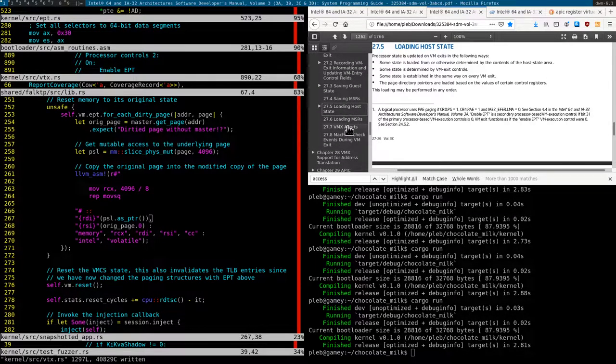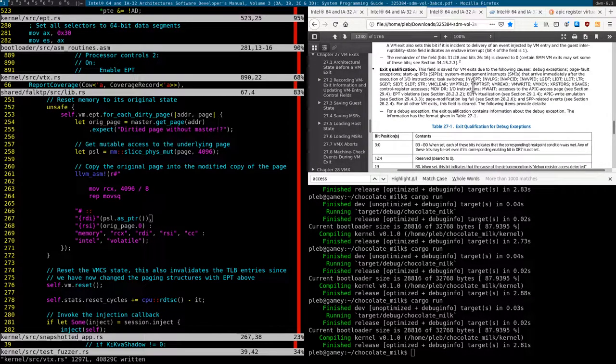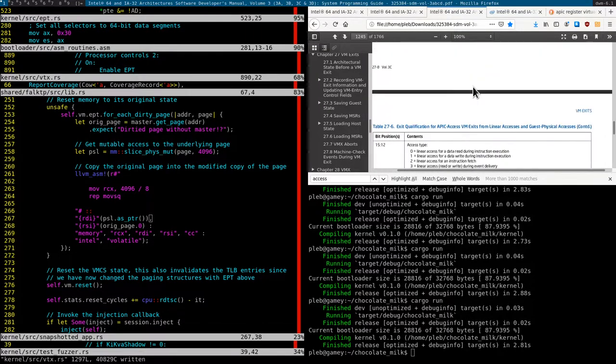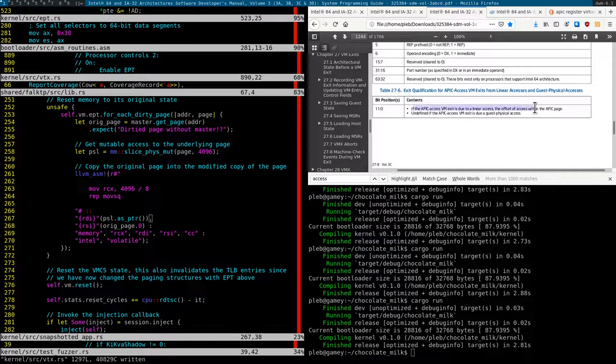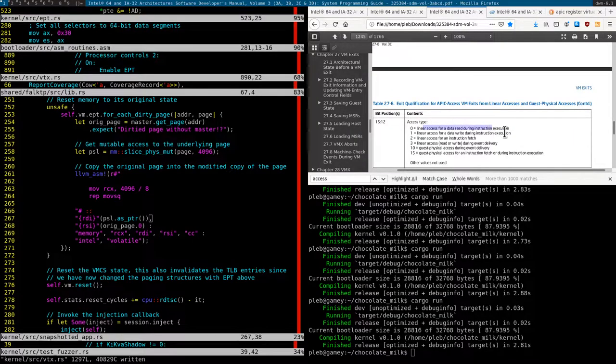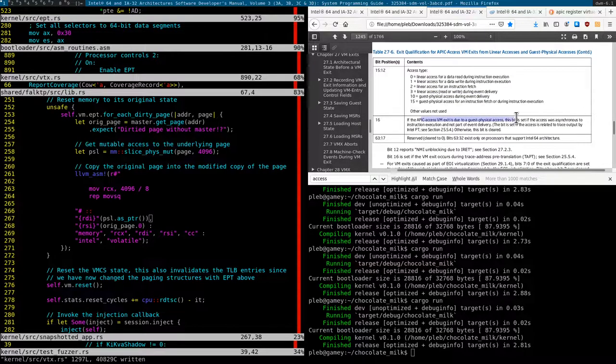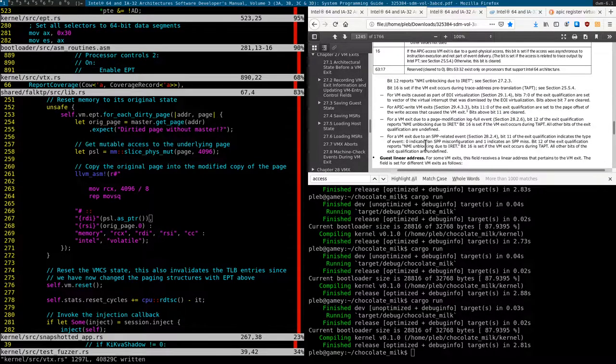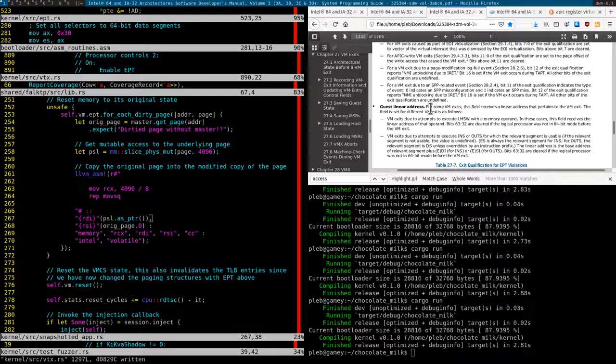VM exits. Here we go, APIC access. Offset of the access inside the page, the access type: read, write, fetch. If it's due to a guest physical access, this bit is set if it was asynchronous, not part of event delivery. Ah, trace output of PT. Virtualization, exit qualification set here. For write VM exits, the page offset that's being written to. This field receives a linear address that pertains to the VM exits.